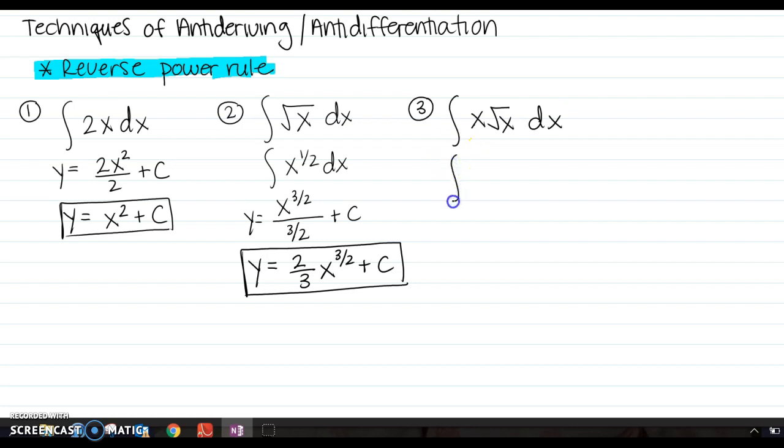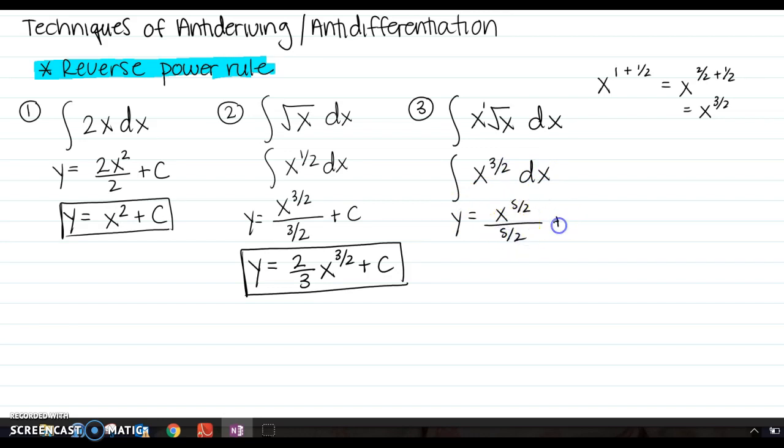So we can rewrite this as, since this is x to the first, and square root of x is x to the 1/2, it's x to the 1, technically 1 plus 1/2, which is x to the 2/2 plus 1/2, which is x to the 3/2. And if you can just go straight there in your head, that's cool too. So the integral of x to the 3/2 dx, we get y equals x to the 5/2 divided by 5/2 plus c. So y equals 2/5 times x to the 5/2 plus c.